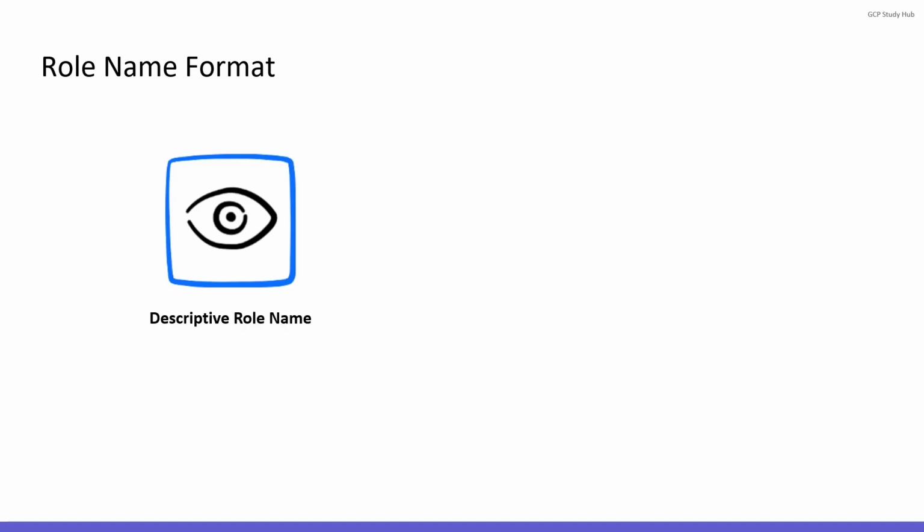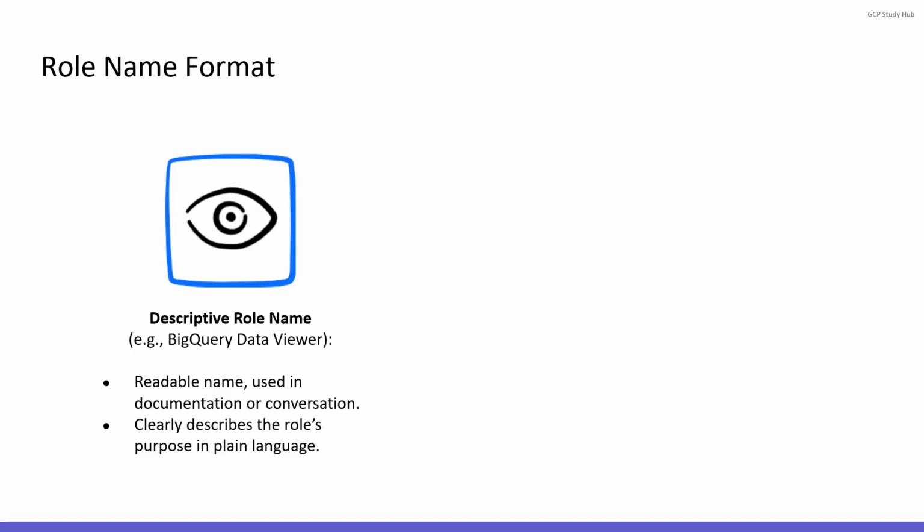Now, you will come across roles presented in two different formats. First is the descriptive role name. An example of this would be BigQuery Data Viewer. This is the readable descriptive name of the role, often used in documentation or conversation to make it easier to understand. It clearly describes the role's purpose in plain language.